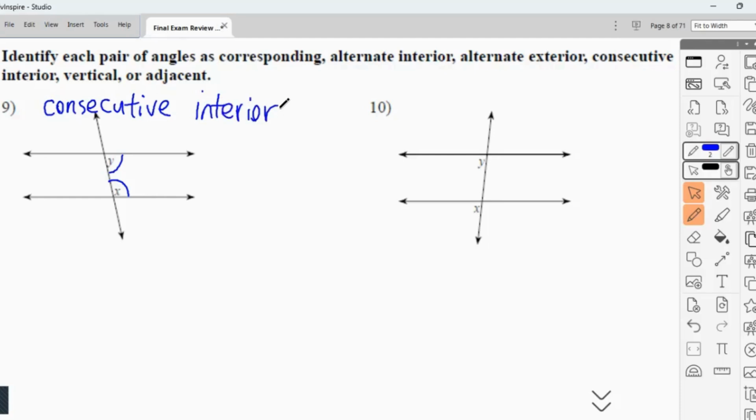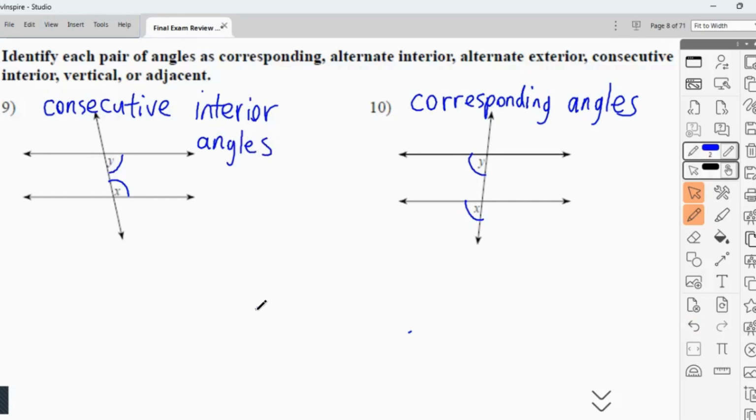All right. Now let's move a little bit further. We're looking at number 10. These are both in the same location. Notice that they are corresponding. They're both at the bottom left corner. So when they're in the same position, we call those corresponding angles. So these are corresponding angles. I didn't necessarily put the word angles on here, but I ought to. So let me put consecutive interior angles right here. I'm just going to drop the word angles right here. All right, 9 and 10 are done. Keep those in mind.